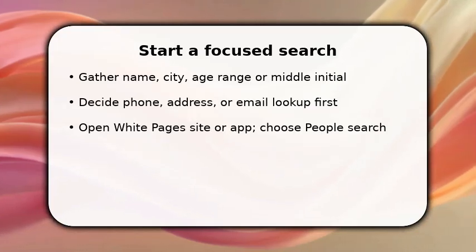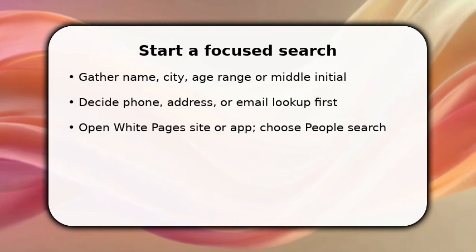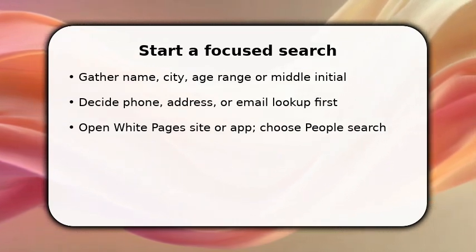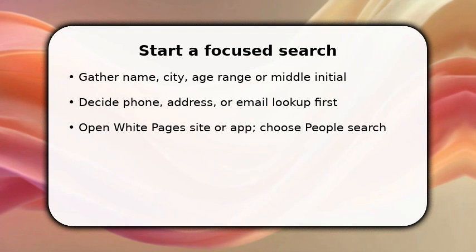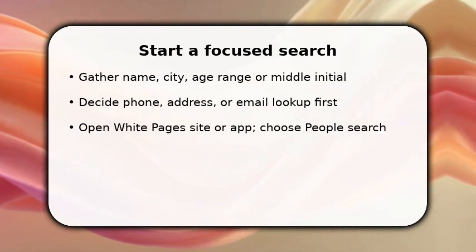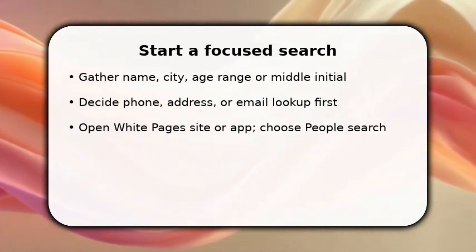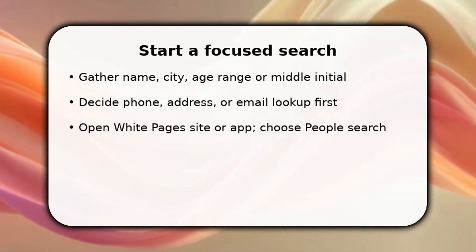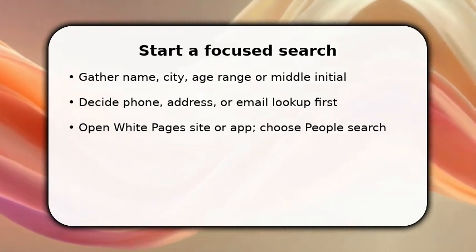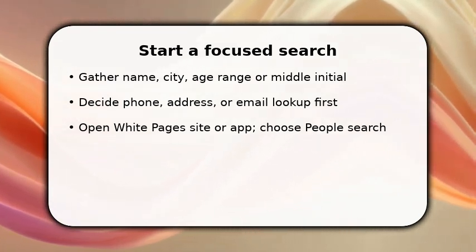You begin with precise identifiers: full name, city, and an approximate age. Enter the name into the people field and add the city to reduce noise. This quickly filters out unrelated matches. Once done, select whether you want phone, address, or email results. Each toggles different data sources.